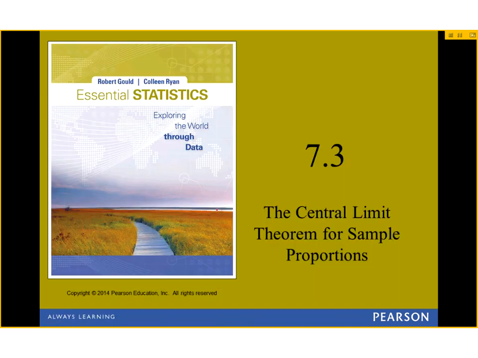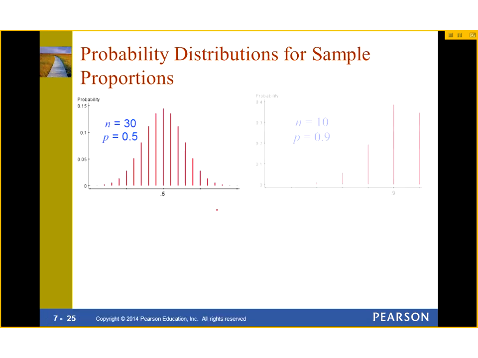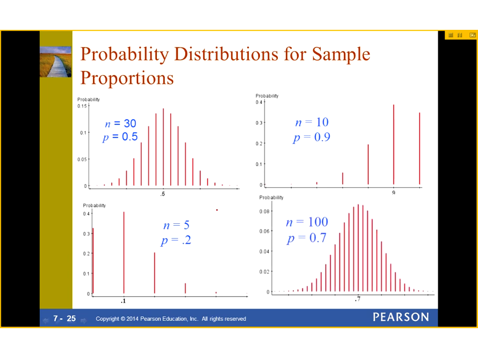All right, so now we're going to talk about section 7.3, because that was a nice little review, and the central limit theorem for sample proportions. Now here are 4 examples. In the first example, n is 30, p is 0.5. It looks pretty symmetric around that 0.5 because the probability of success or probability of failure is 0.5. In the one below it, n equals 5, p equals 0.2. It's a right-tailed distribution. We have a really small sample size. Can't say much about that.